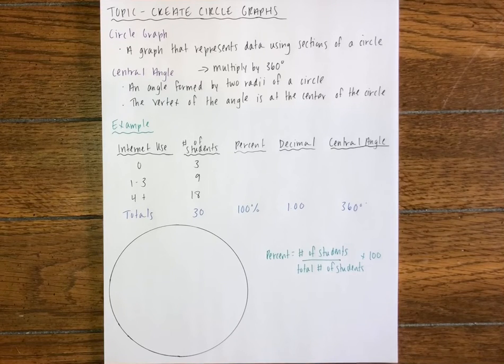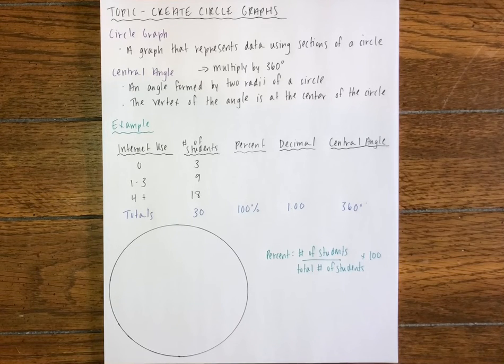We're going to continue looking at circle graphs. Earlier this week, we took a look at interpreting circle graphs. Next, we are going to construct circle graphs with specific data given. As a refresher, a circle graph represents data using sections of a circle.